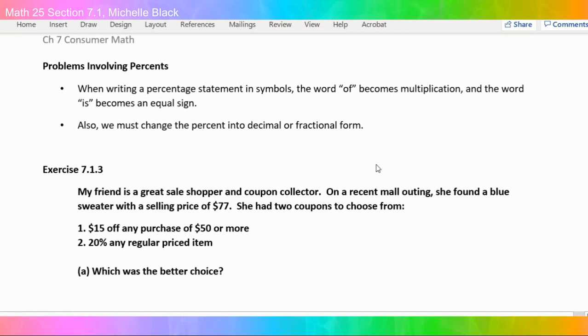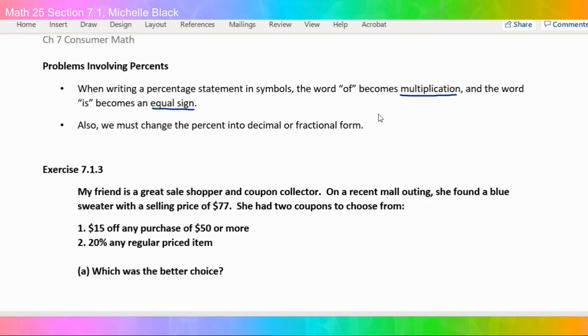Problems involving percents. When writing a percentage statement in symbols, the word "of" becomes multiplication, and the word "is" becomes an equal sign. Also, we must change the percent into decimal or fractional form so that we can do our math.